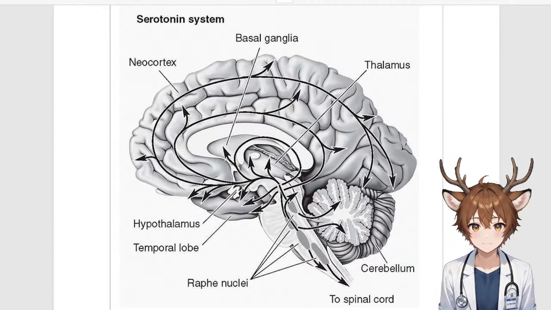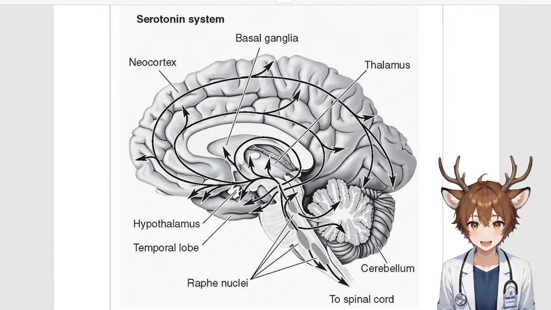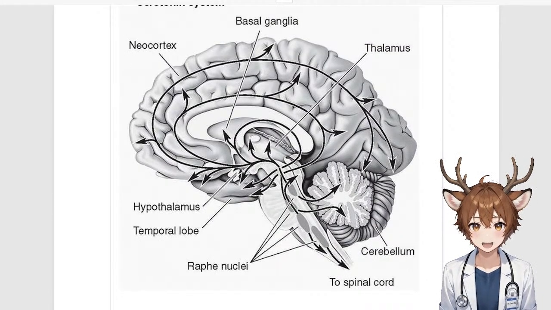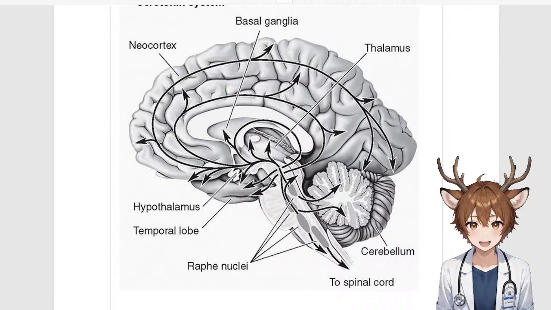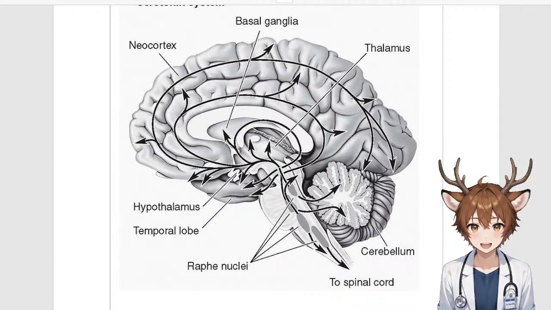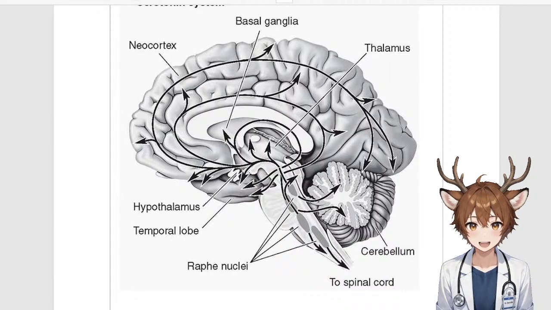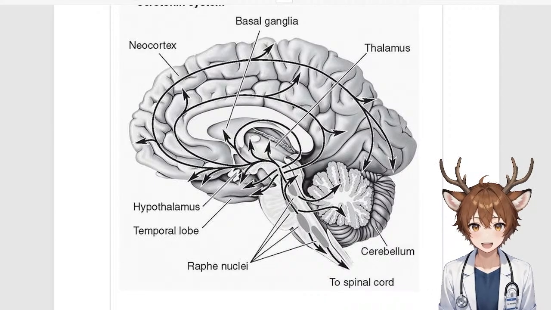Serotonin system. Okay, so let's read this. The serotonergic diffuse modulatory systems arising from the raphe nuclei, which are clustered along the midline of the brainstem, project extensively to all levels of the central nervous system.